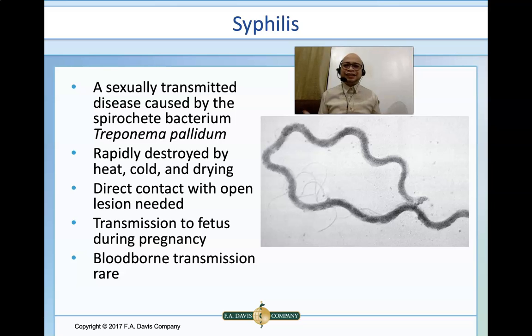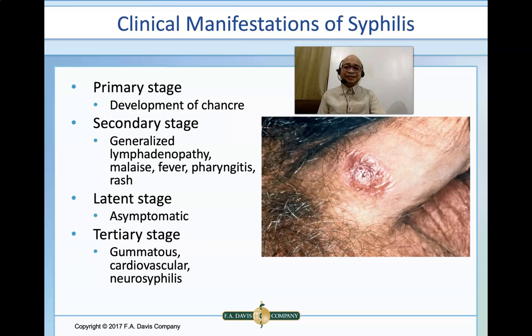So how do we get syphilis? Usually, direct contact with an open lesion is needed. That is the reason why wearing a condom may minimize but not totally prevent the transmission of syphilis. Transmission to the fetus during pregnancy is possible. That is the reason why we also have the so-called congenital syphilis.